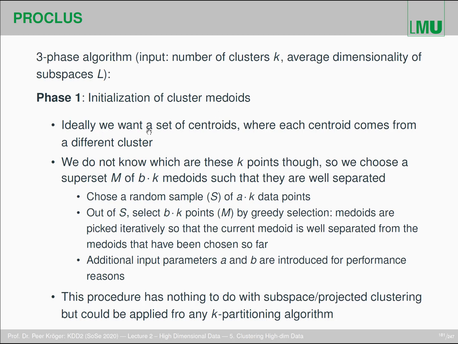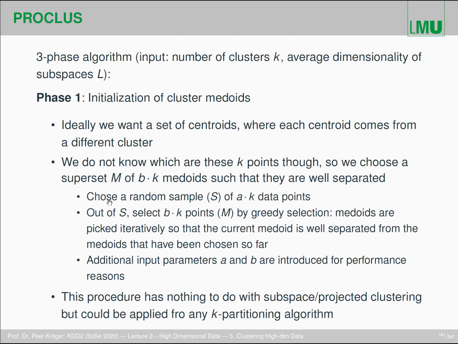In that case, they try to spread the medoids all over. So we want to have medoids from different clusters. Since we do not know which are those k points, we want to have k medoids in the first glance. We choose a superset of b times k medoids, which is called M here. So M is a set of b times k potential medoids, so that they are well separated.